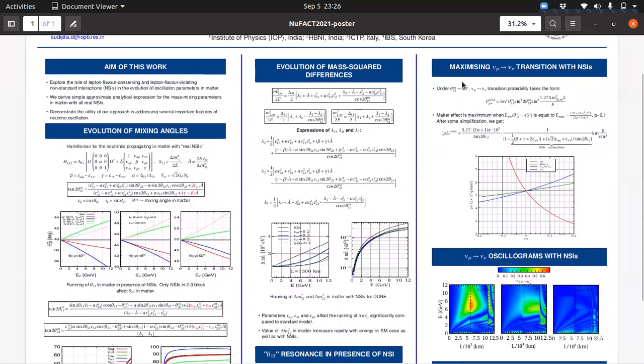Finally, we analyze the role of NSI in the maximum nu mu to nu e transition. To study this, we use the approximation theta 1 2m goes to 90 degrees and simplify the nu mu to nu e oscillation probability as this, and find the condition for maximum nu mu to nu e transition, which is given by E resonance equal to E max.